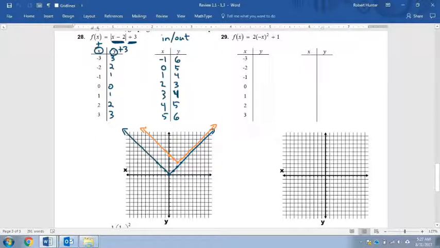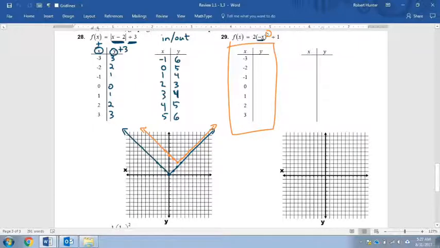Alright, 29. Same idea. If it's inside, do it to your x's and do it backwards. Outside, do it to your y's and normal. Alright, so this is a quadratic. And remember, we don't have to mess with that squared because building the parent function messes with that squared. Okay? So here we go.